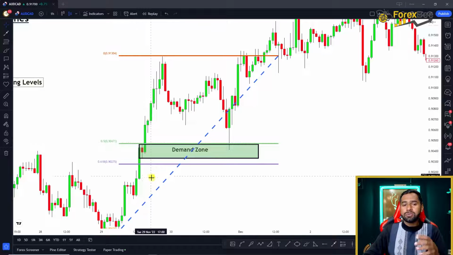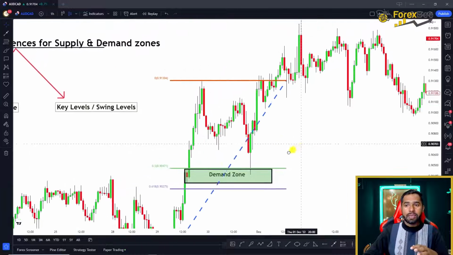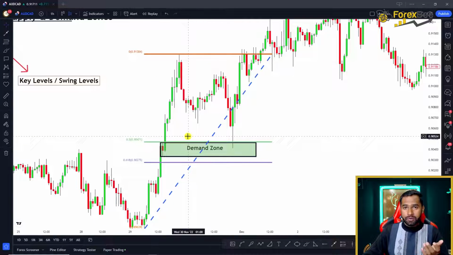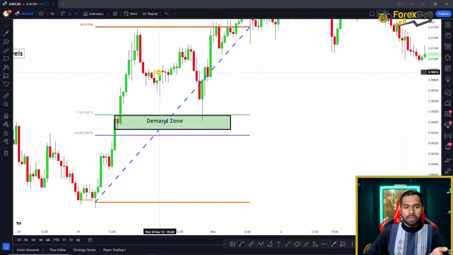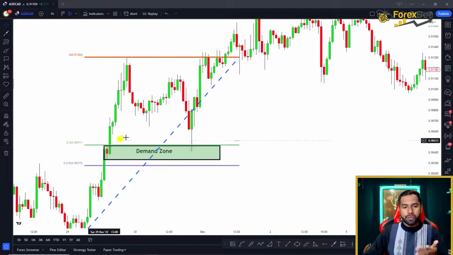Demand zone tells us that after the formation of the demand zone there will be a lot of pending buy orders placed by the institutions, and the market will come back in order to pick the pending orders and then move in the bullish direction. Okay. And what does the Fibonacci retracement tool say? It says that after this big bullish move, the market will retrace back towards this golden zone, and after that, it will move in the upward direction.